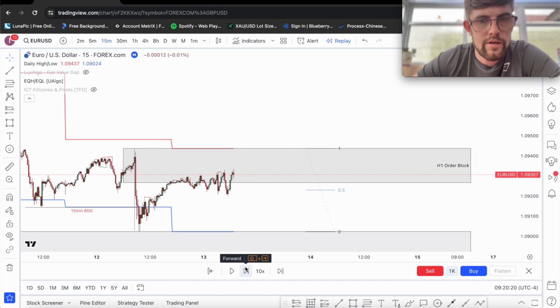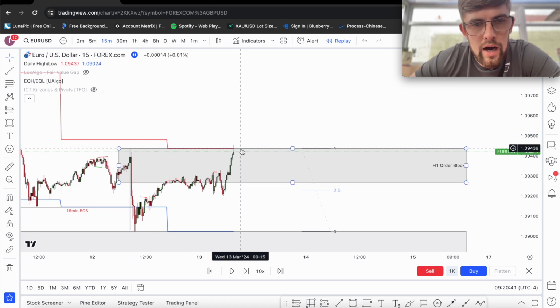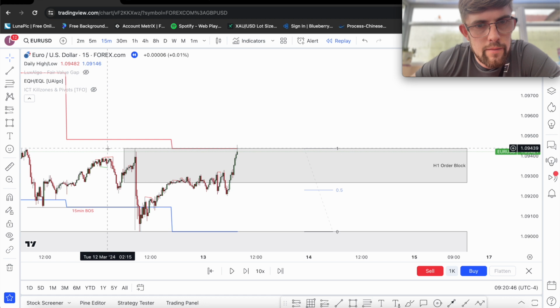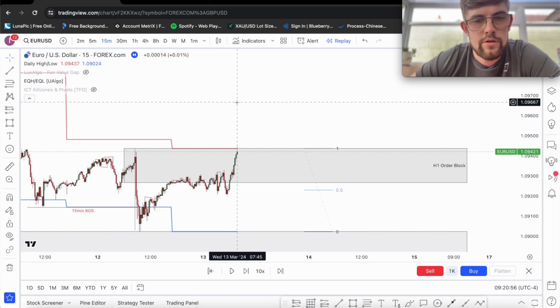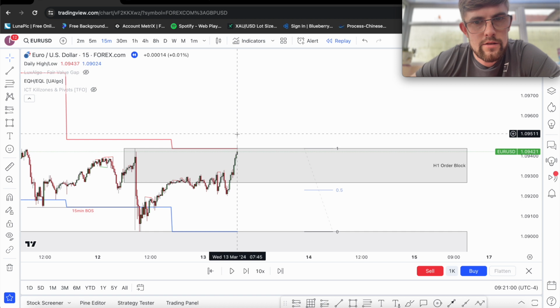So I'm just going to play price forward a bit on the 15-minute time frame. Okay, so we can see now we've interacted with the hourly order block. We still haven't broken structure to the upside yet. So we're still bearish on the 15-minute and the hourly. We've already interacted with the daily region also, as shown previously. So now I'm anticipating that we might find an opportunity to short from here.